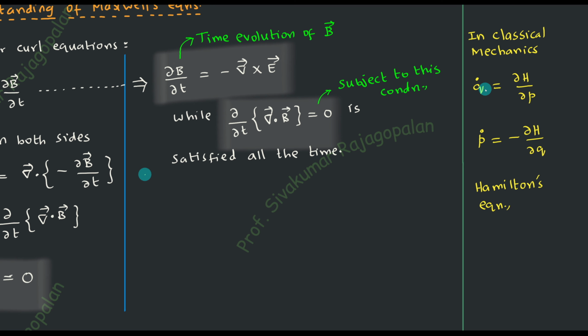So this equation tells you how q will evolve with respect to time, how p will evolve with respect to time. That means how the position will change with time, how the momentum will change with time. That is known as the evolution equation. So these two equations are known as the evolution equations. And similarly, this equation is the evolution equation for the magnetic field.